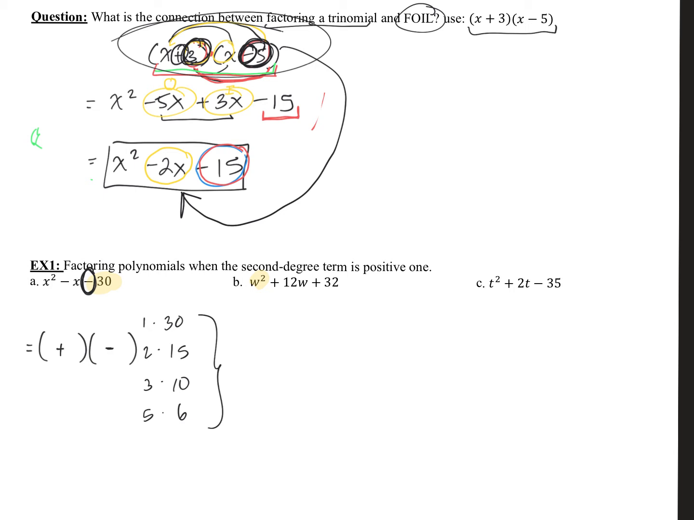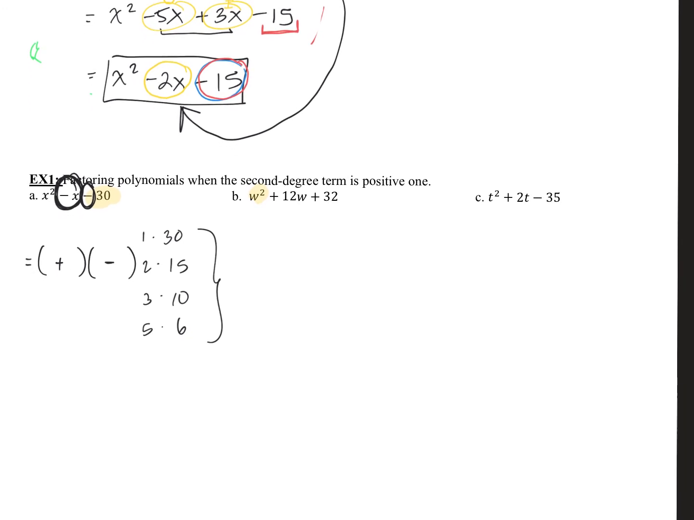Okay. And then, since we have a negative x, we know that the bigger number should be the negative. So let's take a look at these two. When I subtract them, which one gives me a negative 1? That would give me 29. That would give me 13. 3 minus 10, or 10 minus 3, that would still not give me a negative 1.